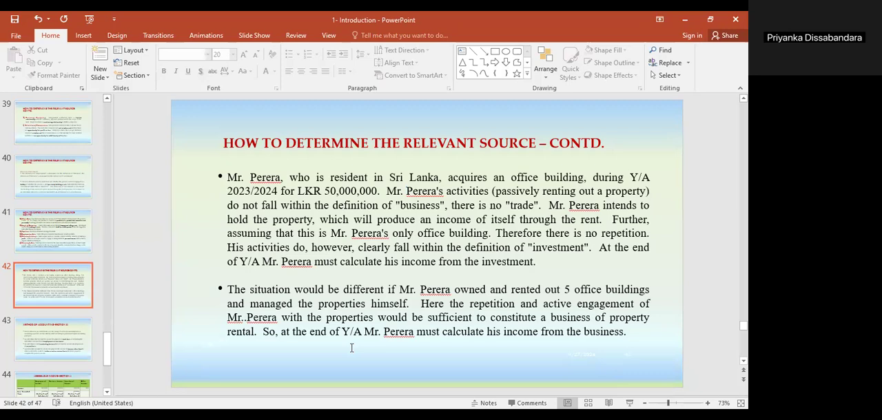In the second situation, it is very systematic. But in the first situation, he is only engaging in primarily passively renting out a property. So that rental income should be categorized under investment income. In the second situation, that rental income should be categorized under business income. So we should be able to categorize the income received by a person, an individual, under the proper income source.